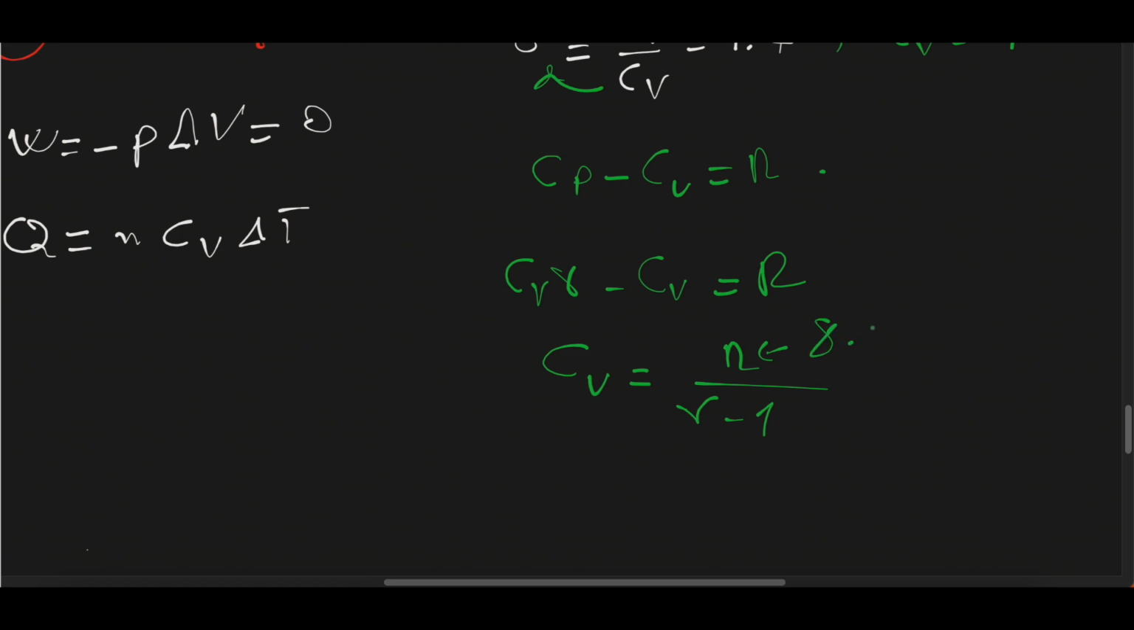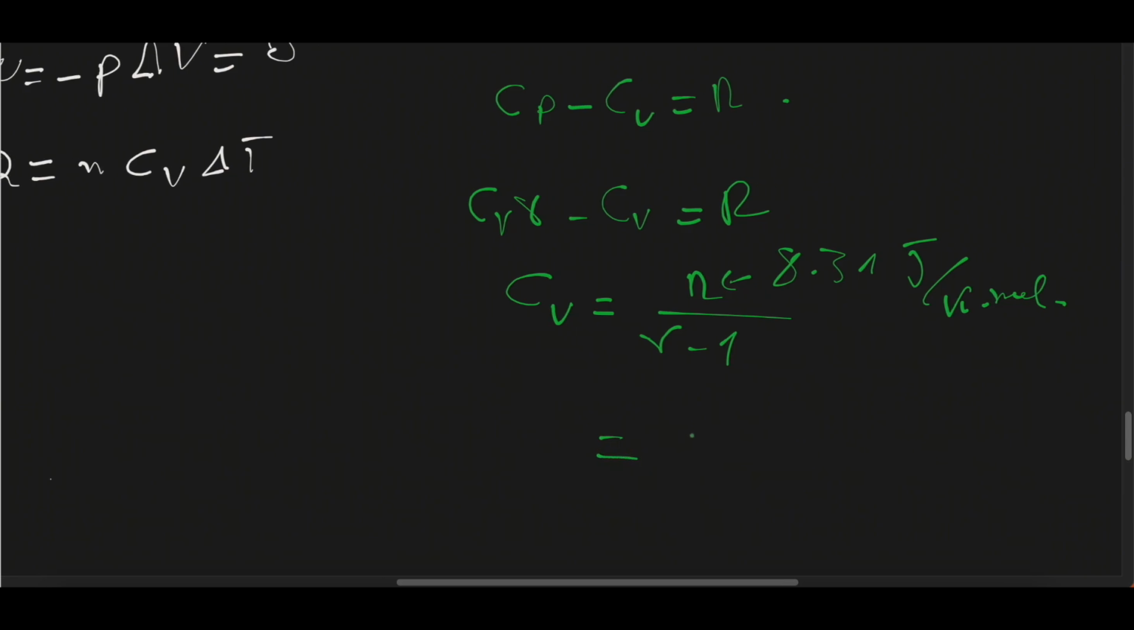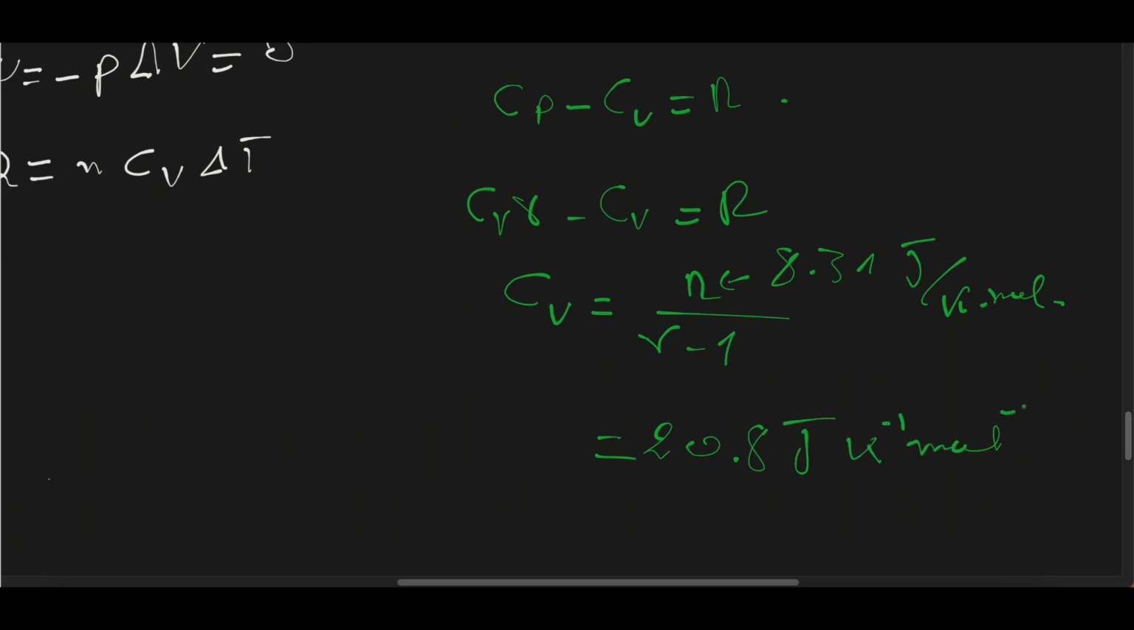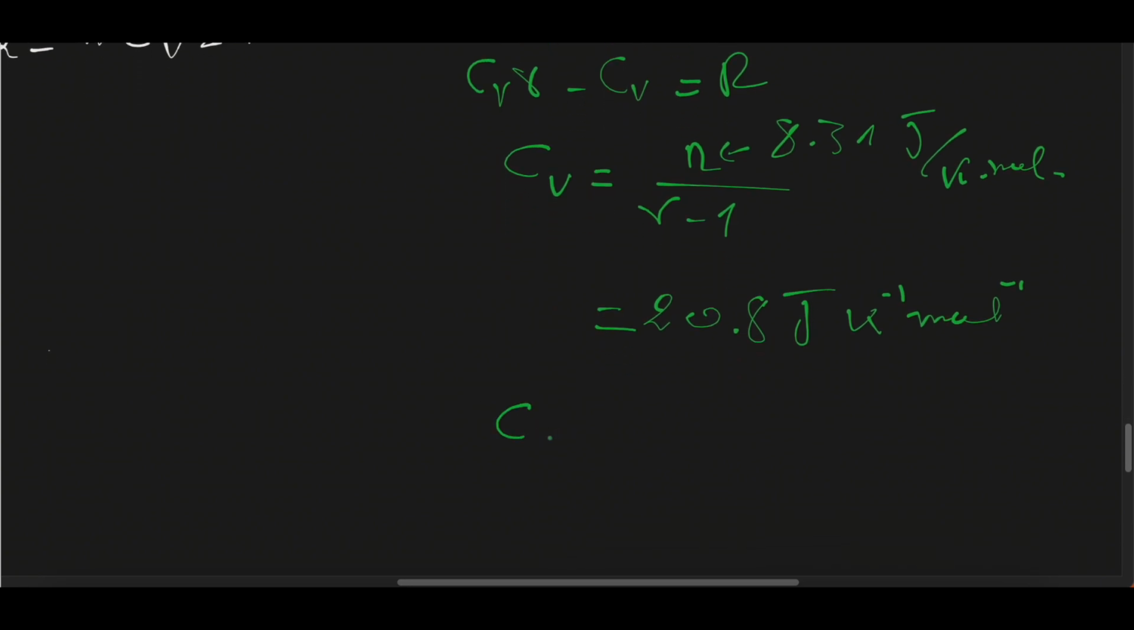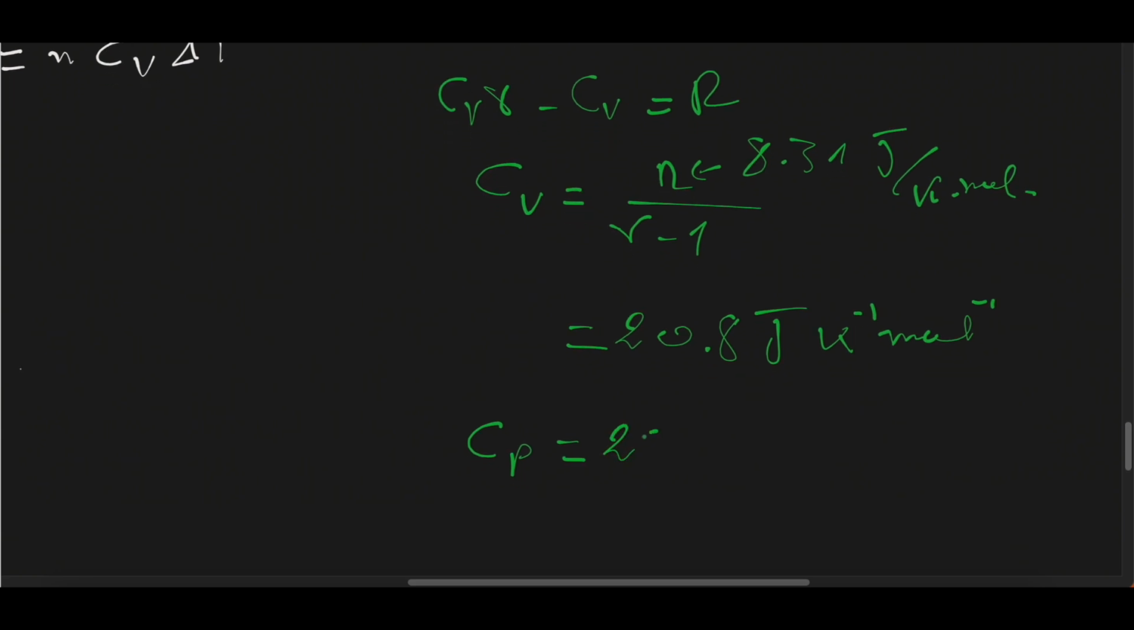Here R is given as 8.31 joules per kelvin per mole. By replacing each variable by its value, we get a value of 20.8 J K^-1 mol^-1. And the molar heat capacity when the pressure is constant, Cp, is equal to gamma times Cv, and it is equal to 29.1 J K^-1 mol^-1.